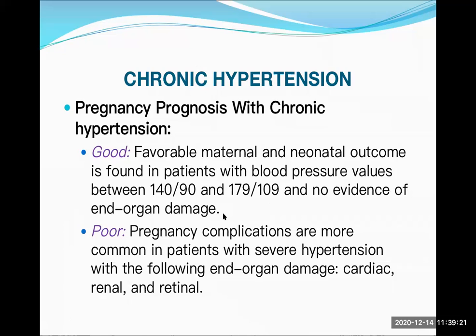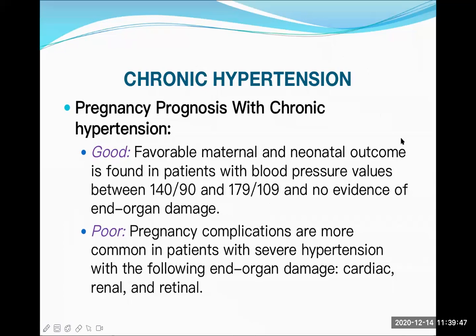Now remember the end organ for hypertension. Can you name those end organs once again? What are the end organs or target organs for hypertension? Cardiac, renal, or retinal. Very good. One is brain, another is heart, another is kidney, and the fourth one is eye.